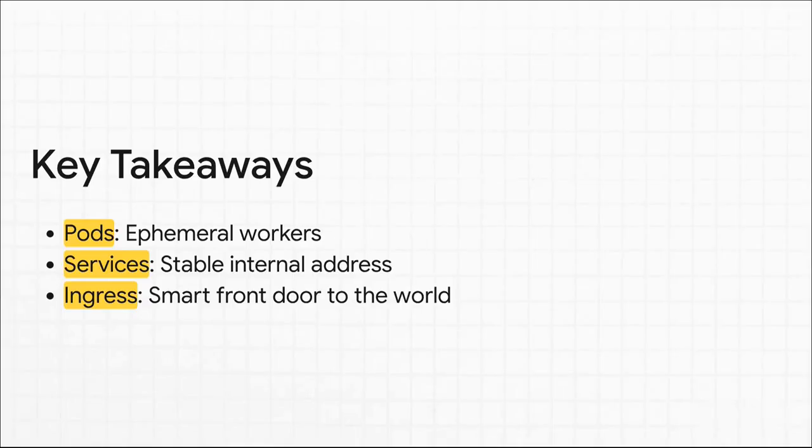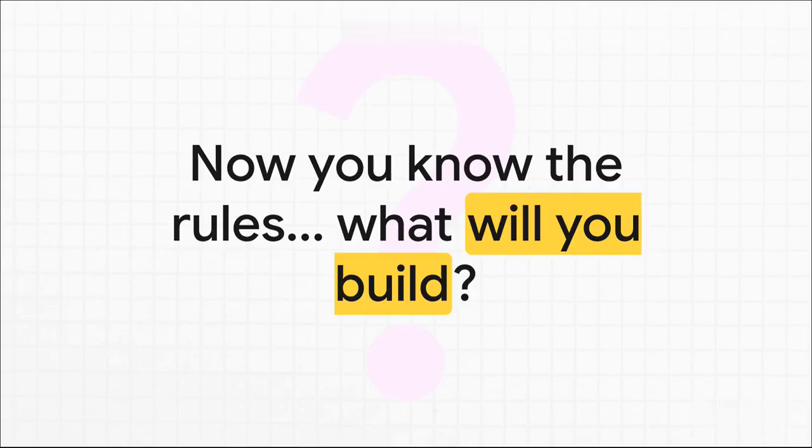So let's boil it all down. What did we learn? Three core ideas. Pods, they're your temporary workers doing the actual job. Services, they're the reliable managers that give you one stable address to talk to. And ingress, that's the intelligent front door that lets the whole world in. Look, understanding this flow, from ingress to service to pod, it's not just theory. It is the absolute foundation for building truly robust, truly scalable systems in the cloud.